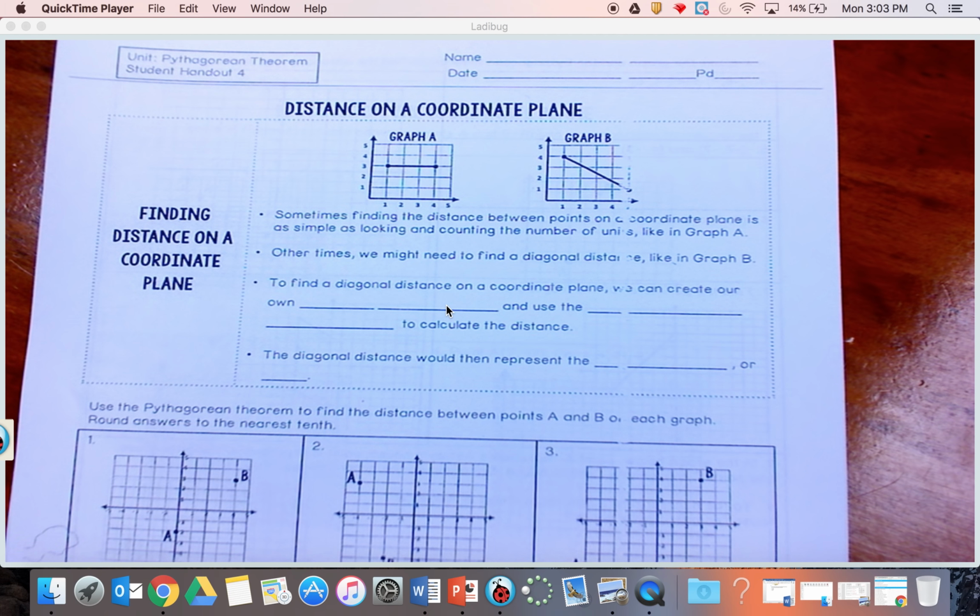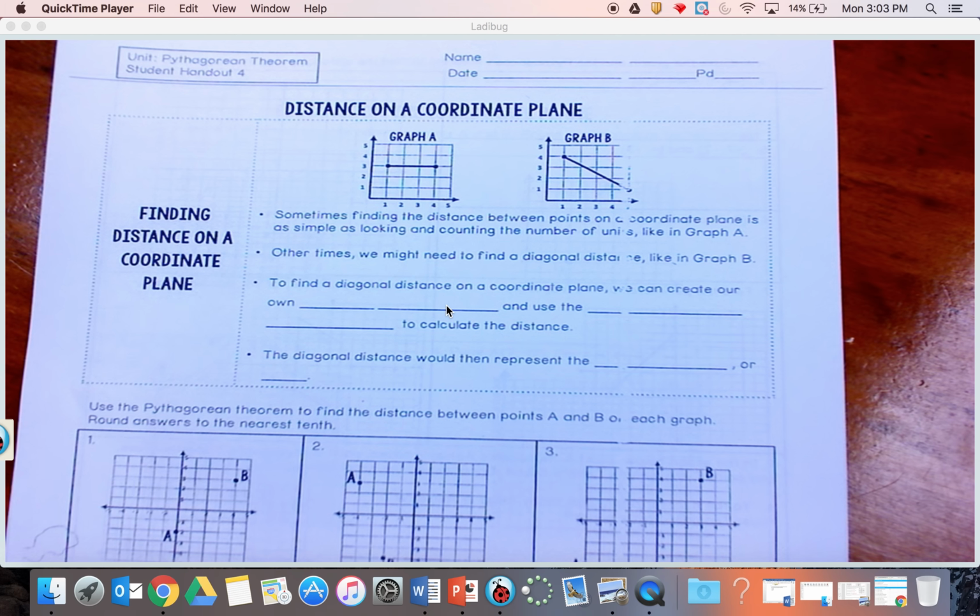Alright guys, this is how you find your distance on a coordinate plane. This will be our last kind of thing that we're going to talk about as far as using the Pythagorean theorem. In this case, what we're going to be looking at is finding the distance between 2 points on a coordinate plane, and we're going to be using the Pythagorean theorem to help us find the hypotenuse, or the diagonal in this case.